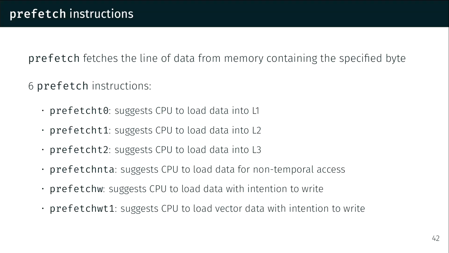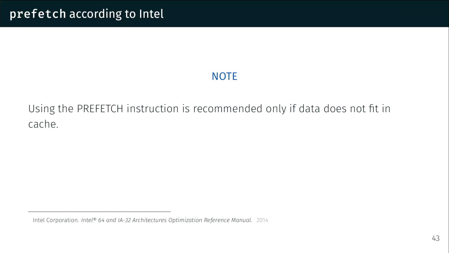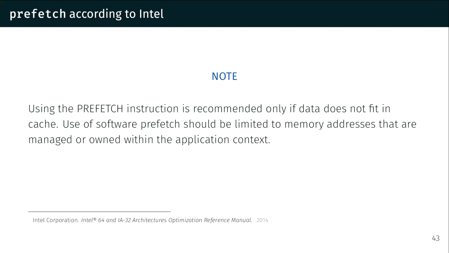However, what's more interesting is when we take a look at the Intel manual and what it says there. Using the prefetch instruction is recommended only if data does not fit in the cache. So you can tell the CPU, please load the data I want to stream into the cache so it's more performant. Use of software prefetch should be limited to memory addresses that are managed or owned within the application context. So one might wonder what happens if this address is not managed by myself. Sounds interesting.